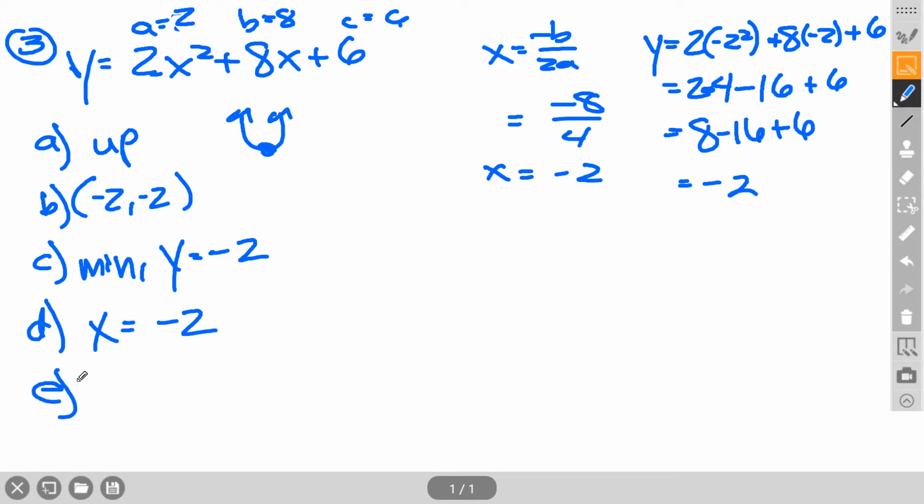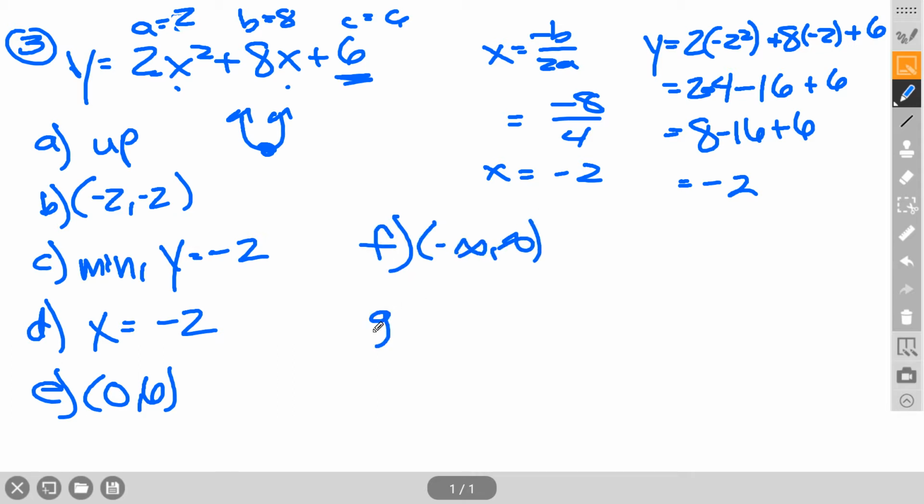Letter E, state the coordinates for the y-intercept. The y-intercept is always the C value when it's in standard form, so 0, 6. But you could easily plug in 0 for the x and get 6 for the y-intercept. Letter F, give the domain. Domain is all real numbers for every quadratic. G, give the range. Well, if we look at the graph here, the lowest point is negative 2 and the highest is infinity because it goes up forever, so the range is from negative 2 to infinity.